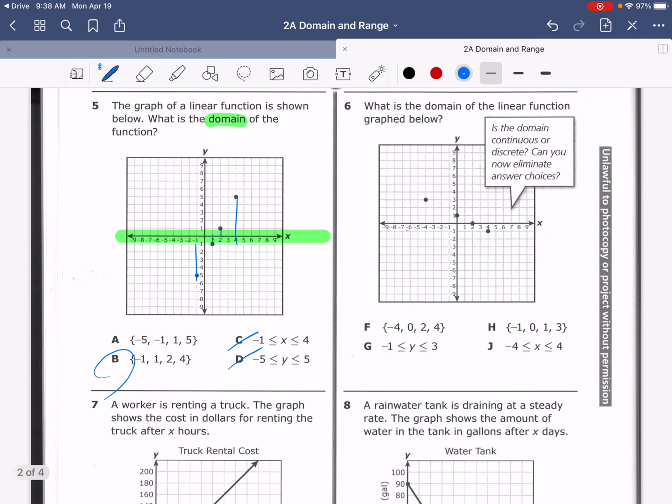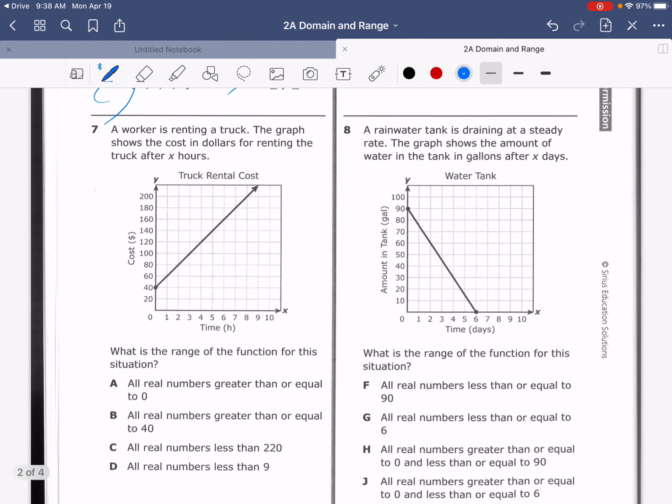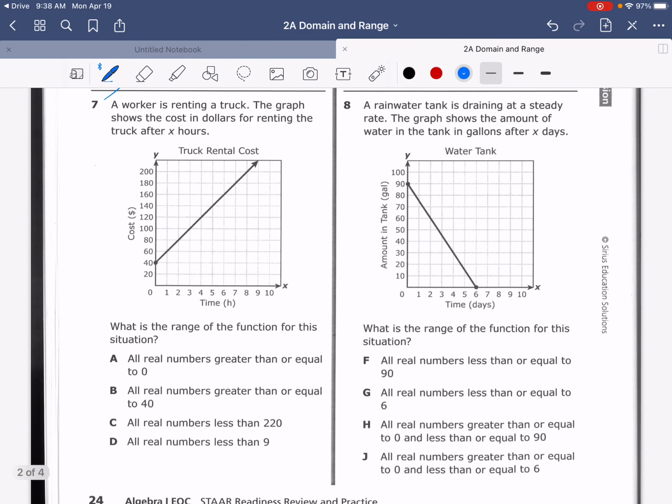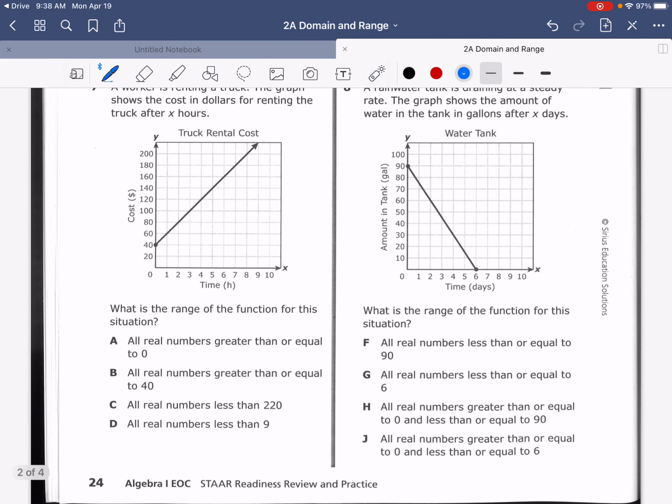Try question number 6 by yourself. Which one can you eliminate already? All right, question number 7. A worker is renting a truck. The graph shows the cost in dollars for renting a truck after x hours. So x values is time, as always. What is the range of the function of this situation?